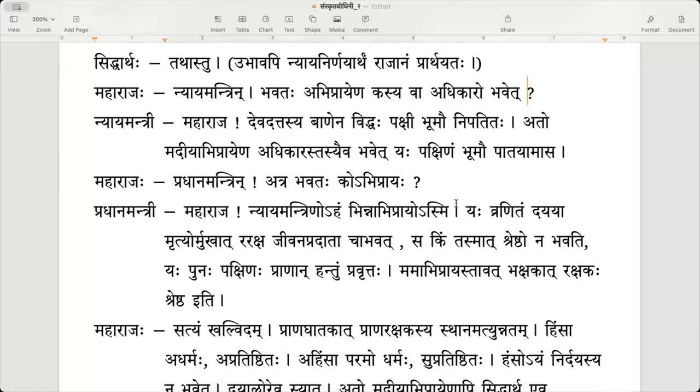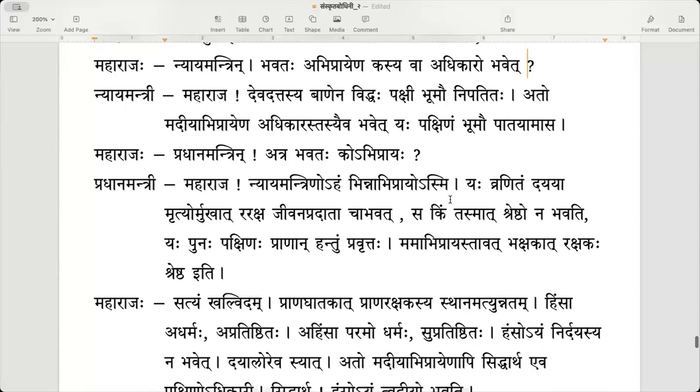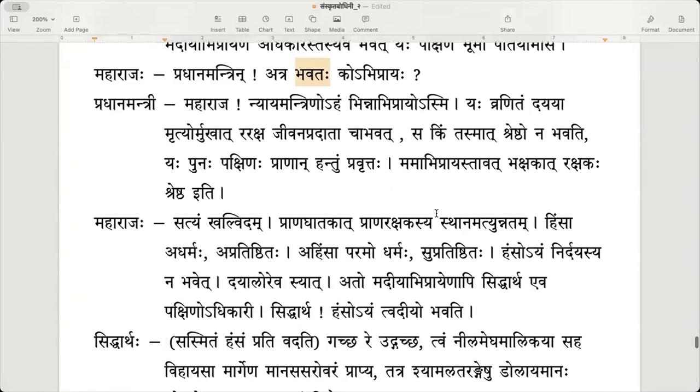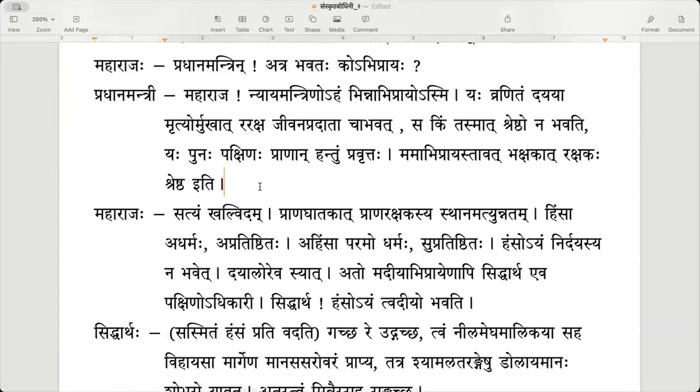Pradhana Mantrin, atra bhavataha ko abhiprayaha. Prime Minister, here, what is your opinion? Bhavataha is shashti here. Maharaja, nyaya mantri noham. Bhinna abhiprayo asmi. O king, I, the law minister, am of a different opinion. Aham nyaya mantrinaha bhinna abhiprayaha. So I am a person who has a different opinion from the nyayamantri. Mantrinaha here is in panchami, because of bhinna.